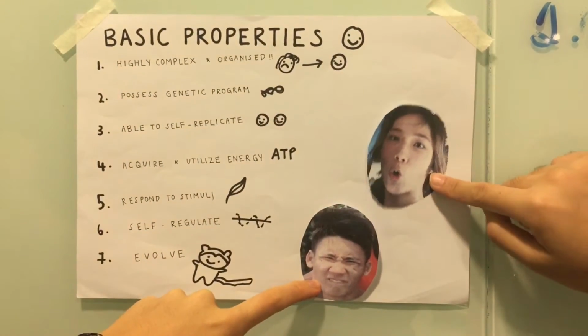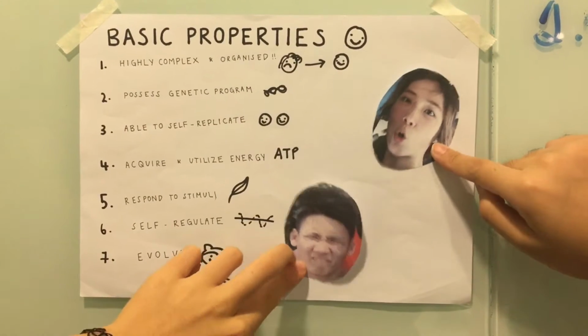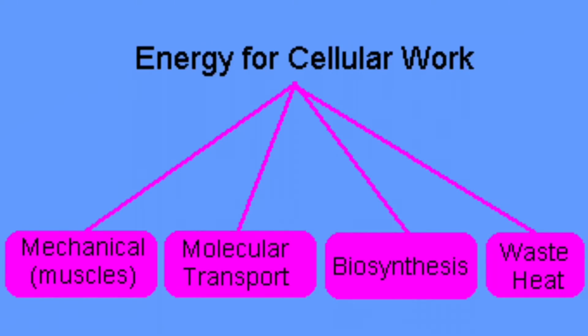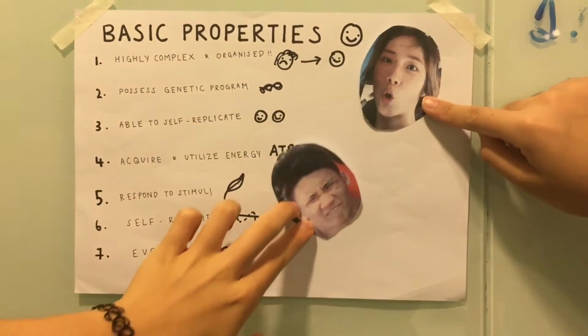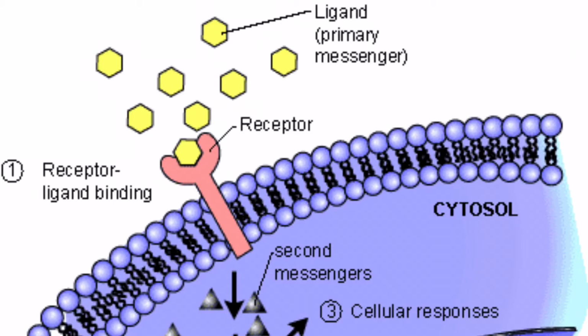Fourthly, cells acquire and utilize energy. They require energy for constant development and to maintain their complexities. Cells also respond to stimulus. They have receptors on their cell membrane that interact with specific substances, and the cell will react to them, like changing its metabolism, for example.